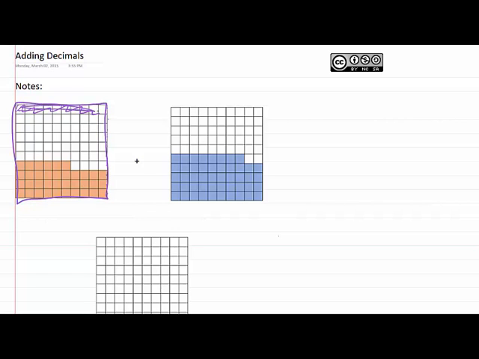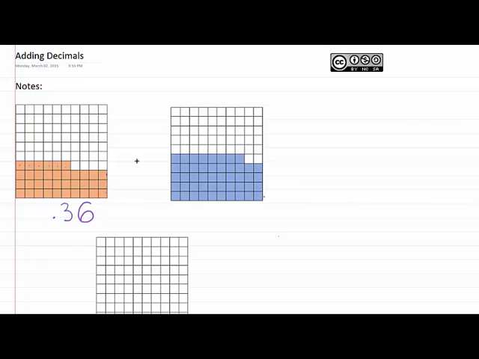So each row is a 10th, and each one of these itty bitty boxes is going to be 1/100th, because we have 100 squares in this box. So now let's look at what I've drawn in these two pictures specifically. Right here I have 1, 2, 3 rows filled in. So that's going to mean I have a 3 in the 10ths place. And then on the next row I have 1, 2, 3, 4, 5, 6 boxes filled in. So that means that I have a 6 in the 100th place.